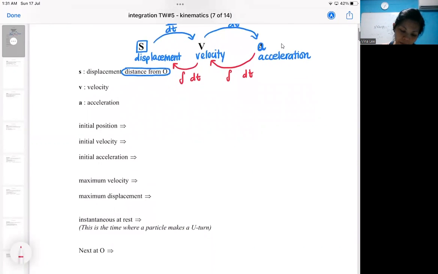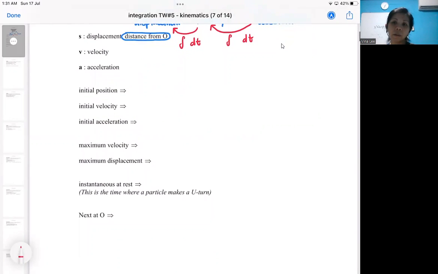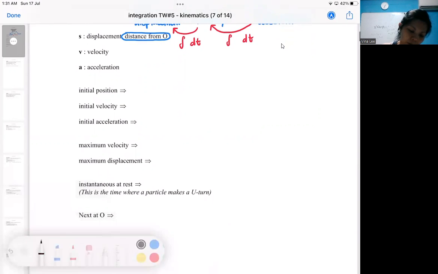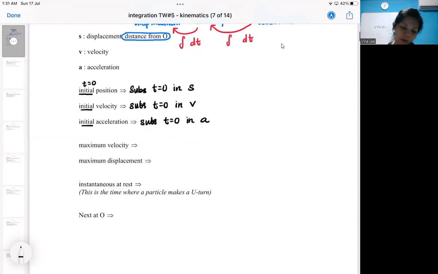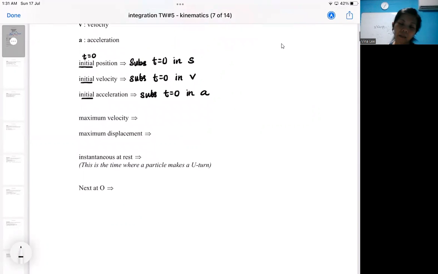So we run through a few basic terminology before we illustrate the difference between displacement and distance traveled. A lot of times, if you have initial position, initial means t equal to 0. So you will substitute t equal to 0 into the expression for displacement. Initial velocity, you substitute t equal to 0 into the expression for velocity. Initial acceleration, you substitute t equal to 0 into the expression for acceleration. This one is pretty simple. The confusing one will be sometimes when they ask for maximum velocity or minimum velocity.